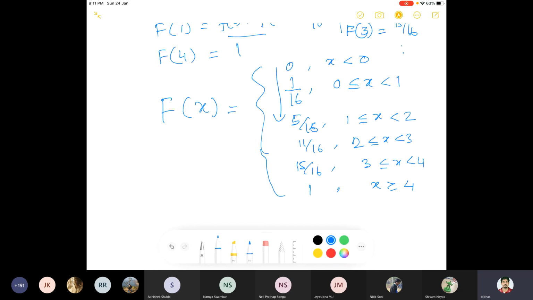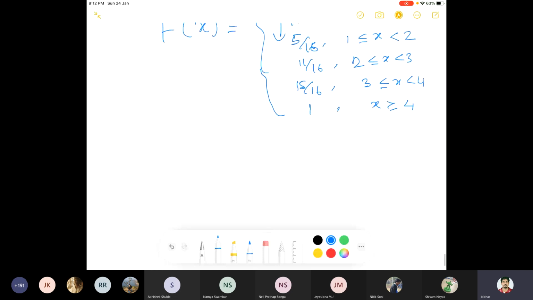So the question is now, if I give you any function, when can it be a CDF of some random variable? What are the properties it should have? You can explore and see what properties you can have. This is a very nice function. Maybe I can just write it down.